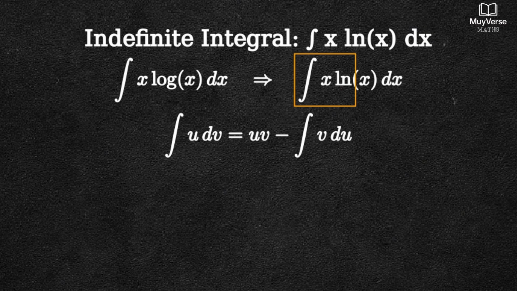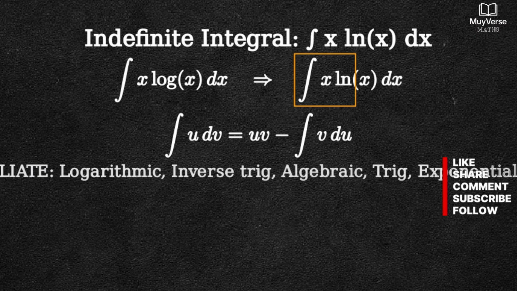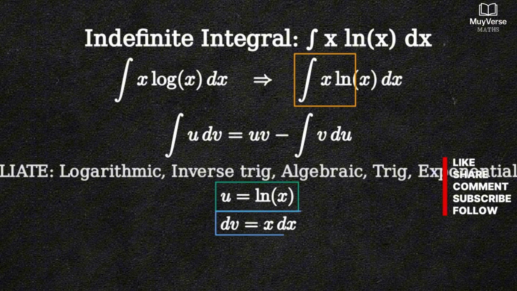Step 1. Choose u and dv using the LIATE guideline. Logarithmic, inverse trig, algebraic, trig, exponential. Since we have ln of x times x, we choose u to be ln of x and dv to be x dx. So write u equals ln of x, and dv equals x dx.